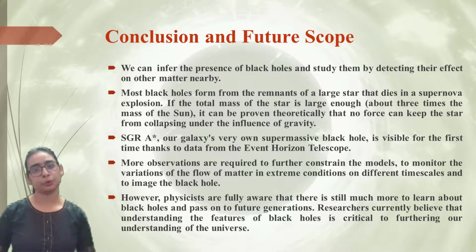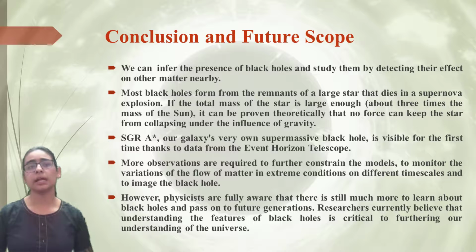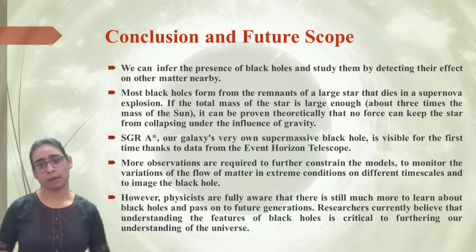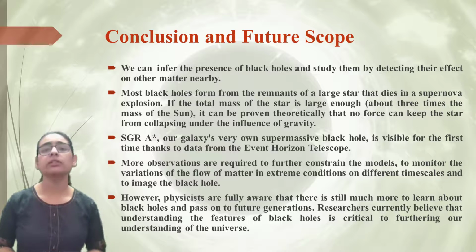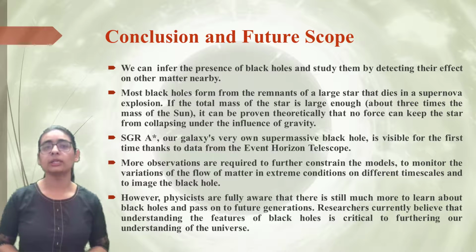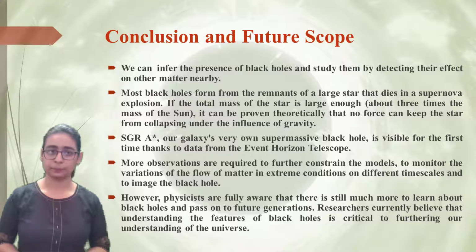Lastly, let's see the conclusion and future scope. The universe can be an incredibly violent and severe environment. Only in the last half century have these frequently misunderstood objects been discovered and investigated. The depth and breadth of the known universe, as well as the enormous success of relativity, are shown by black holes. Sagittarius A star, our galaxy's own supermassive black hole, is visible for the first time thanks to data from the Event Horizon Telescope. More observations are required to further constrain the models, to monitor the variation of the flow of matter in extreme conditions on different time scales, and to image the black hole. Researchers currently believe that understanding the features of black holes is critical to furthering our understanding of the universe.